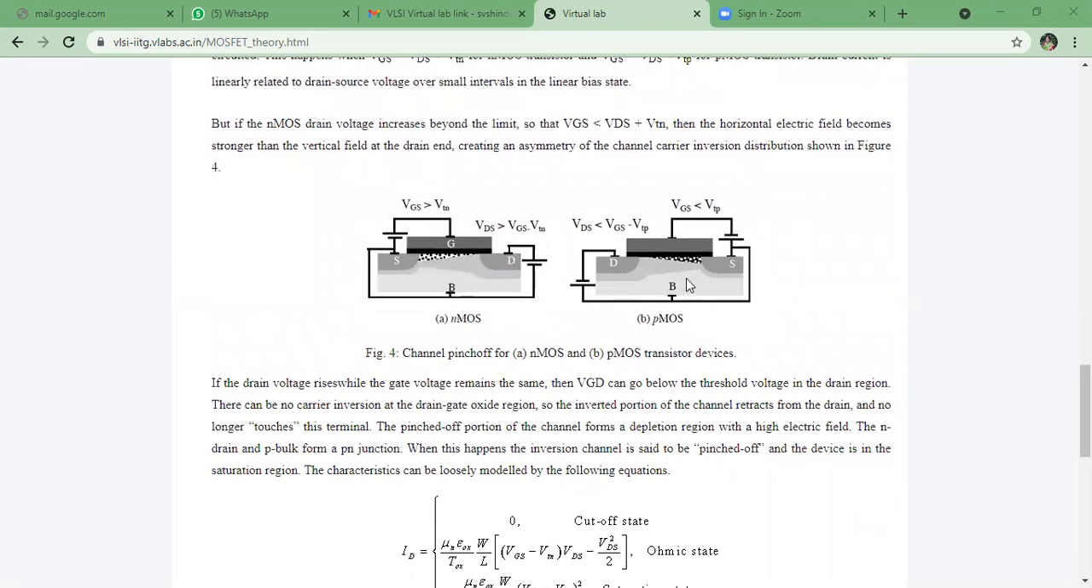Now this is the pinch off region. How does the pinch off region get formed in the channel? Here this is the channel. The channel is the accumulation of electrons between source and drain. But as we know, whenever there is a junction of N and P type material, a PN junction gets formed and depletion regions will be available. Whenever the drain voltage is more and more positive, at that time no pinch off region will get created.